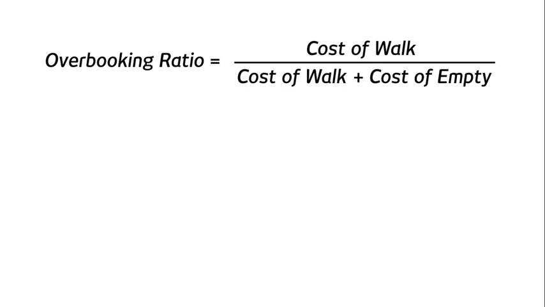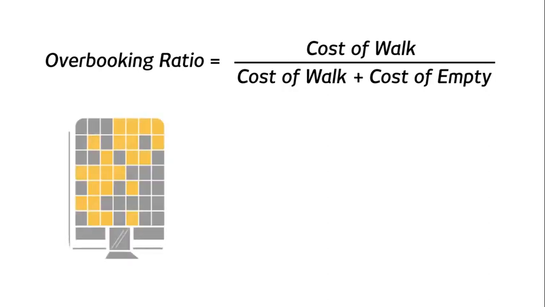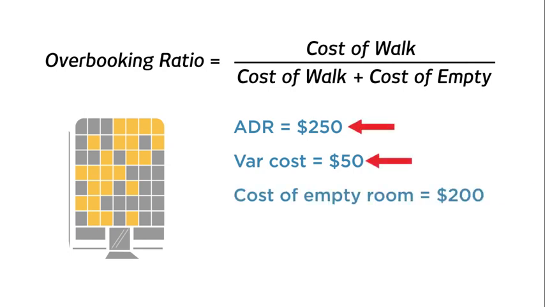And let's just calculate this. Again, it's cost of walking divided by cost of walking plus empty. And so if we go back to Hotel Vista Bella, they can sell each of their rooms for an average of $250, and the variable cost is $50. So their cost of an empty room, their opportunity cost, is $200. If they have to walk a guest, they estimate that it costs them about $500. So we've got cost of empty, $200, cost of walking, $500.